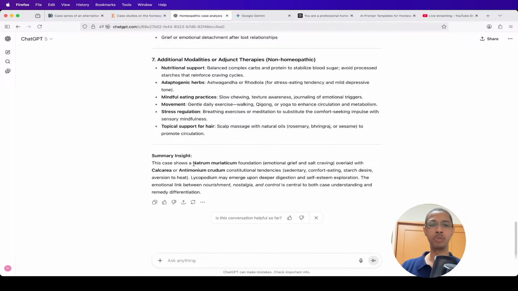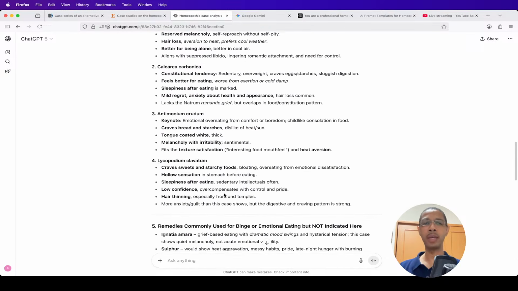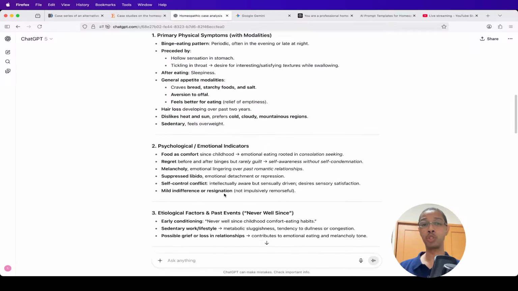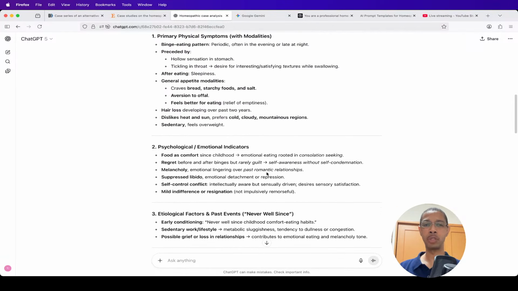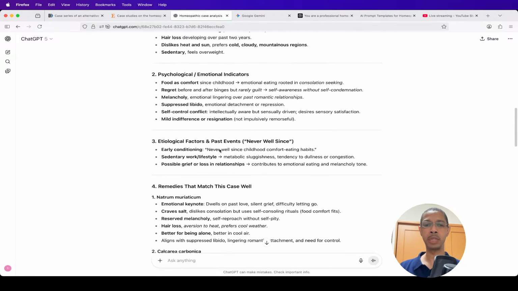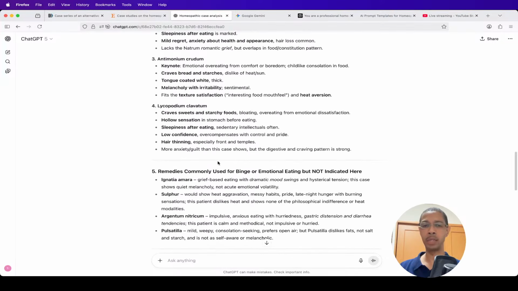It may not always do that, but it shows nat mur as the foundation, and calcarea or antimonium with constitutional tendencies. So you can see with this prompt what kind of output you get. You get a much more structured output, separated based on physical, psychological, ideological type of factors, and then remedies as well, and then contraindicators.